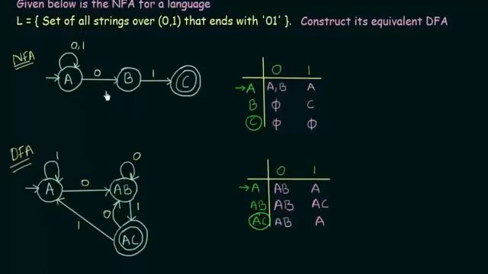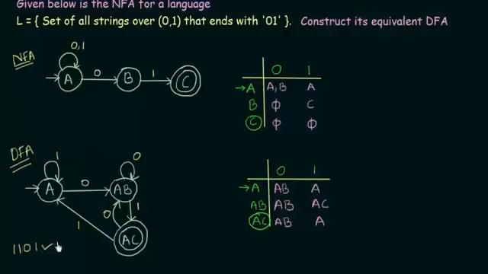What was the task of this NFA? It accepts the set of all strings over 0, 1 that ends with 0, 1. When it ends with 01, it's accepted. Now let's see if this DFA also does the same thing. Let's check some examples. Let us check the string 1, 1, 0, 1. It comes to the final state.